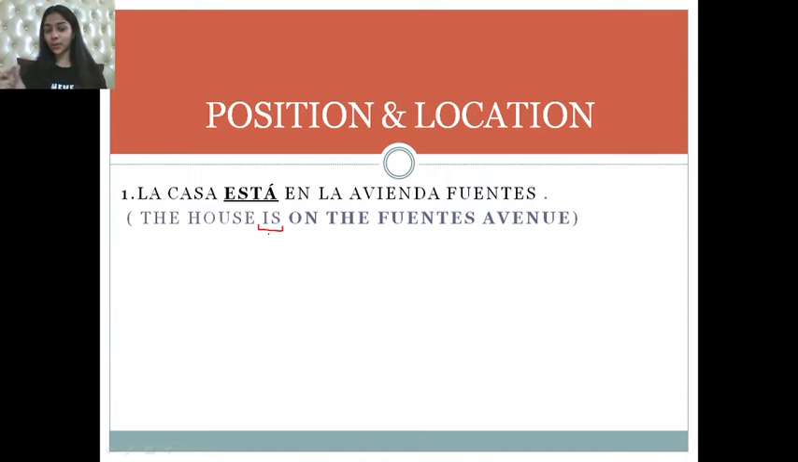The house is very beautiful, right? Because then we would have been talking about the description of the house. So with descriptions, we use verb ser instead of is, am and are. But here we are talking about position and location. That is a temporary thing. That is the reason why instead of "is" we are using verb estar.